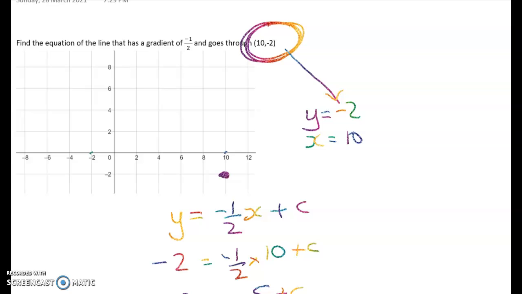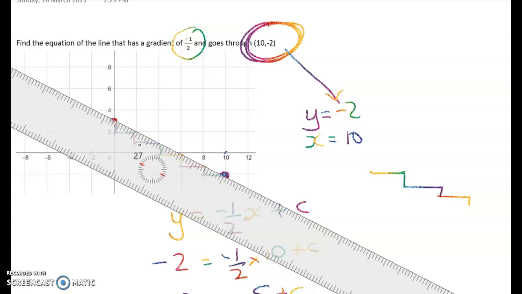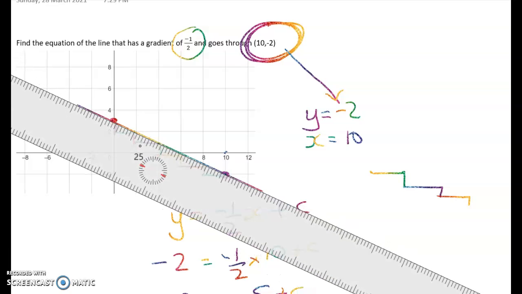Okay, so if the gradient is -1/2, that means that I'm going out 2, down 1, out 2, down 1, out 2, down 1. So working that backwards, let's see where we get to. Out 2, down 1, repeated several times, and that's perfect, right? So there we are. We end up at that value of a y-intercept of 3, and we can join them up, and that's my line.